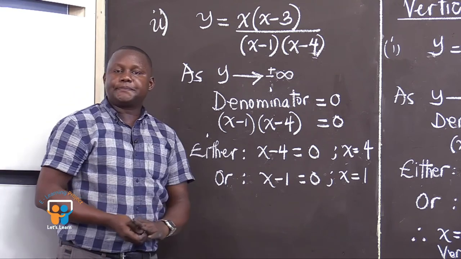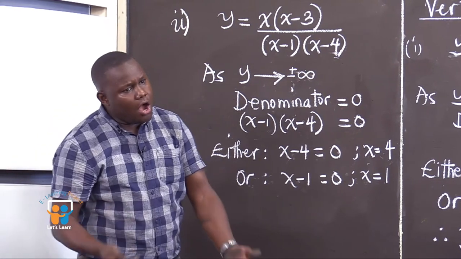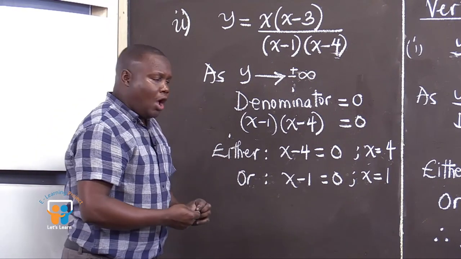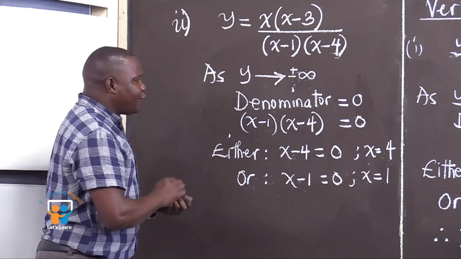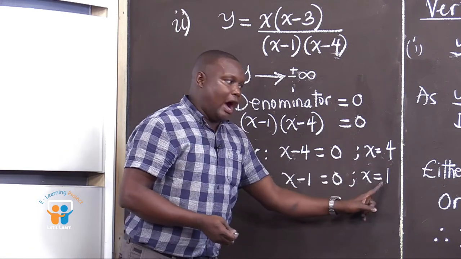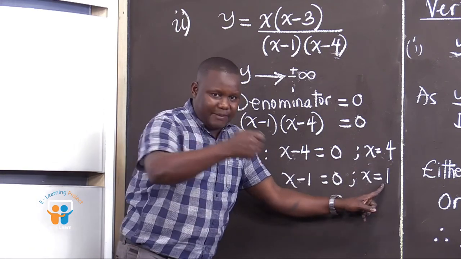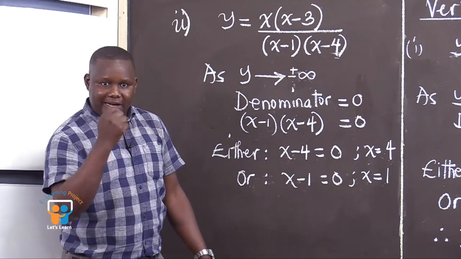Do we stop here, class? Do we end at this point? Of course, no. We don't end at this point. What we do at this point is to conclude and say, therefore, x equal to 4 and x equal to 1 are the vertical asymptotes of the curve. Are the vertical asymptotes of the curve.